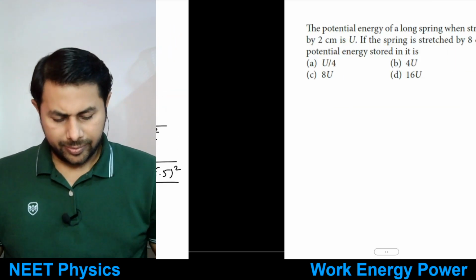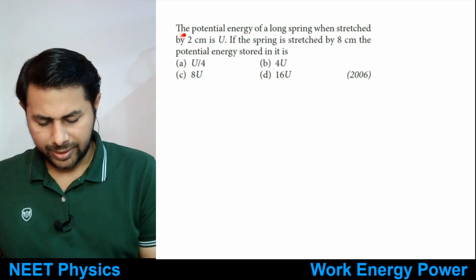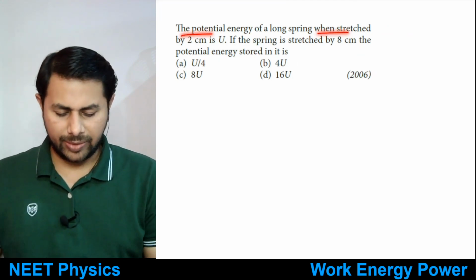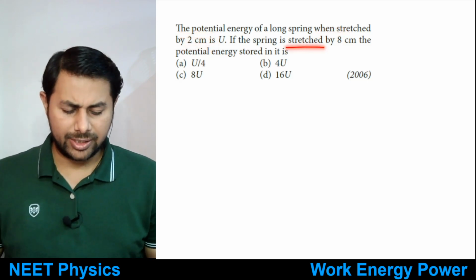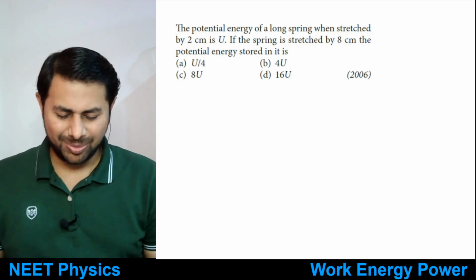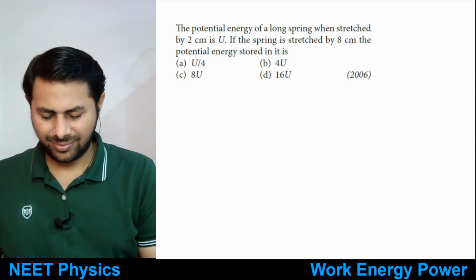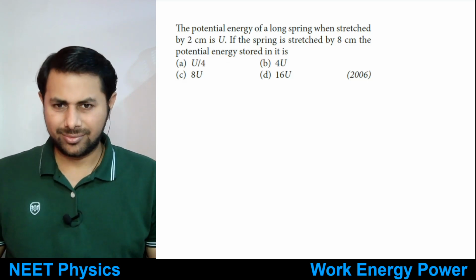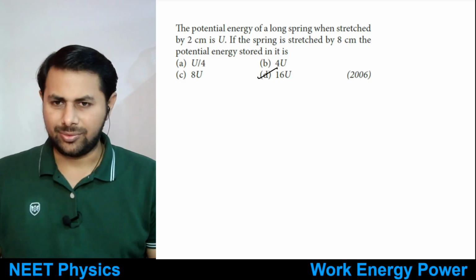Okay, good. Let's see next one. So this question is kind of repeated. The potential energy of a long spring when stretched by 2 cm is U. If the spring is stretched by 8 cm, that means displacement is 4 times. The potential energy stored in it is how much? Option D, right, 16U.